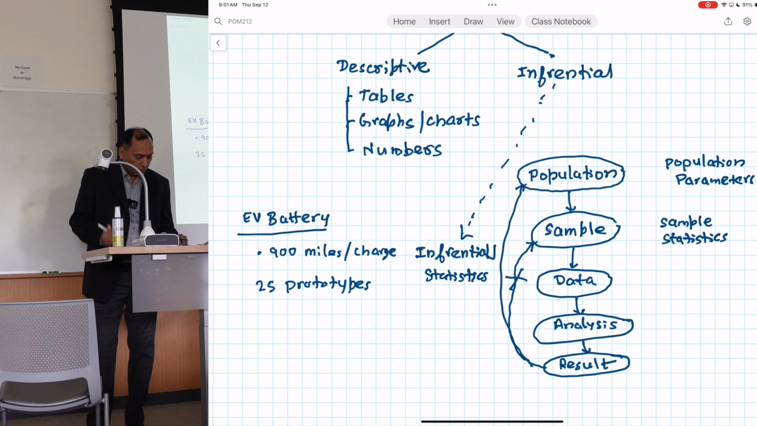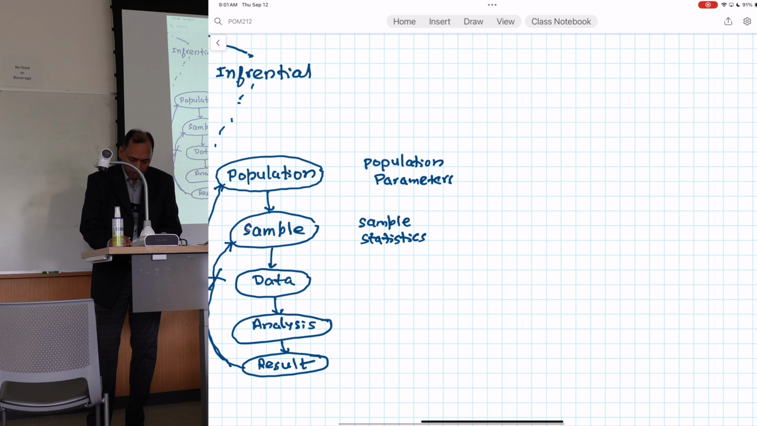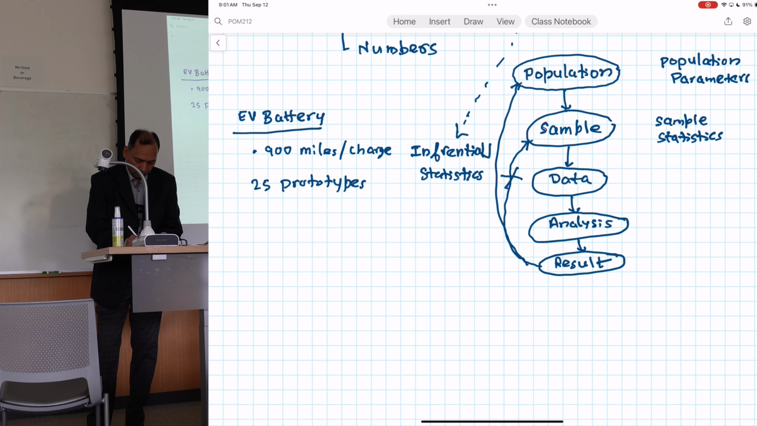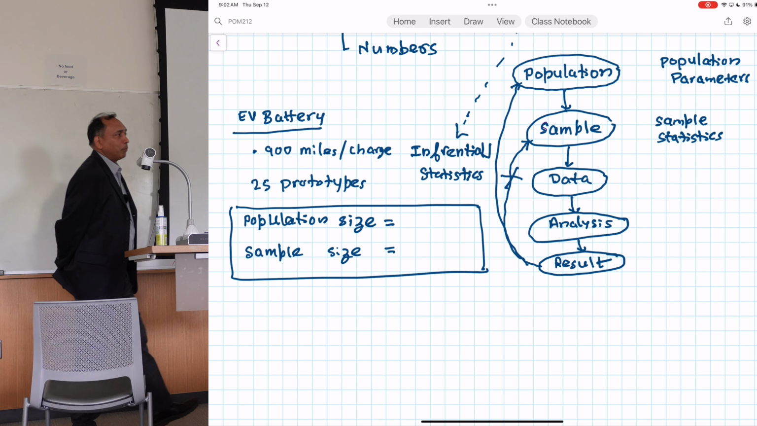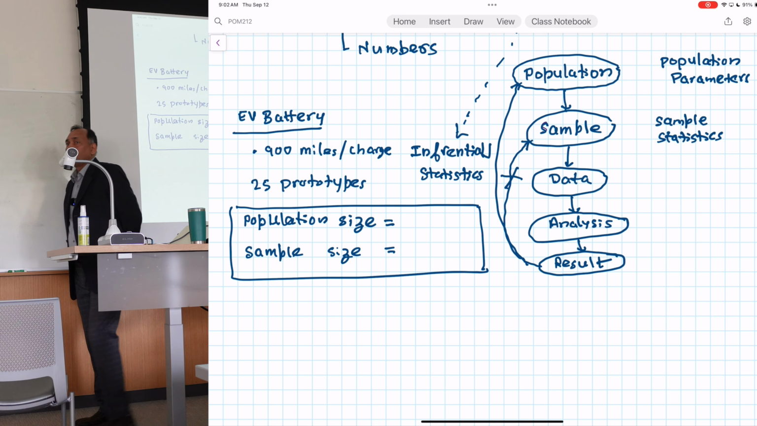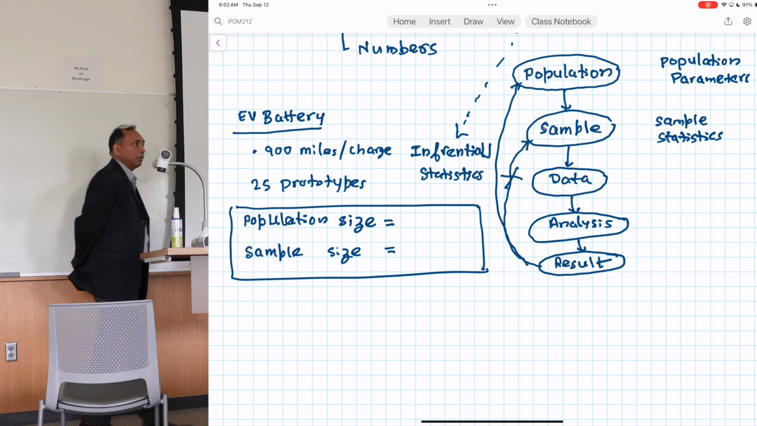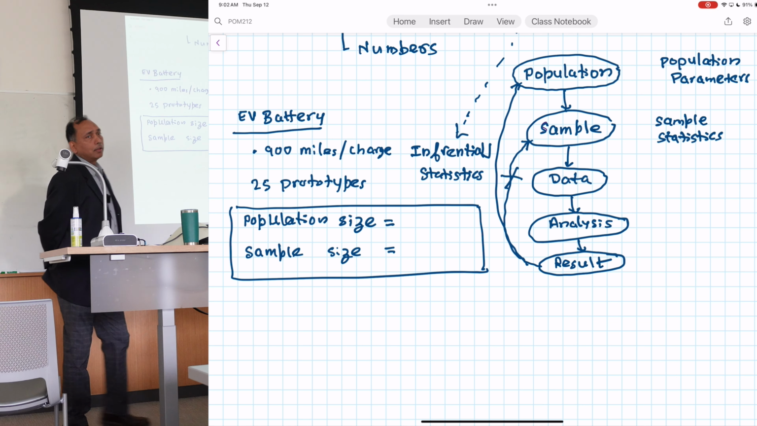My question to you is, in this situation, what is your population size and what is your sample size? So you have some data now, 25 prototypes. Does anybody want to attempt this? What is the population size? Yeah. So population size is 25, and sample size?